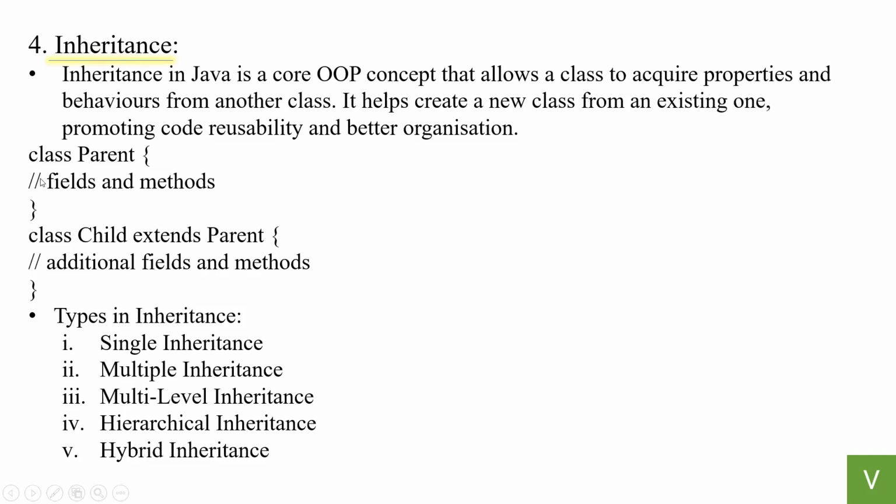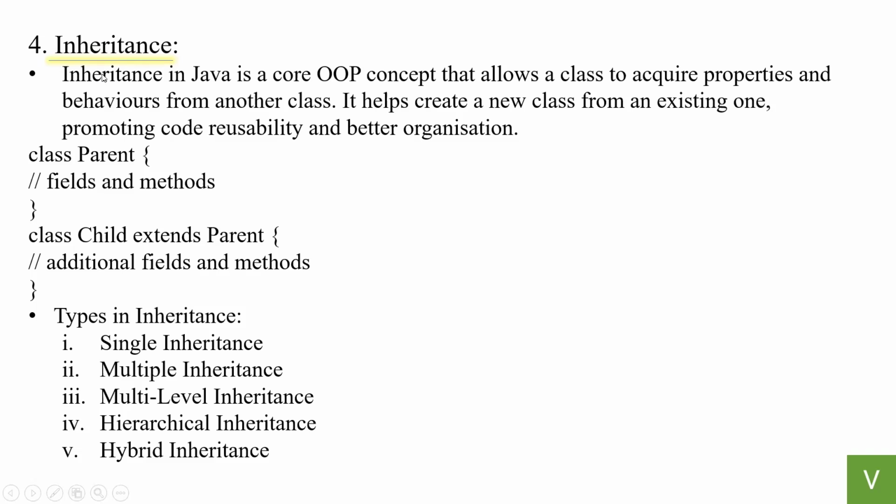So the syntax for inheritance will be class parent name. It consists of various fields and methods, whereas class child extends parent. It consists of various fields and methods. So whenever the child class extends the parent class, then all the properties of the parent class, that is all the fields and methods of the parent class, can be accessed by the child class. Here the parent class is also called the base class, whereas the child class is also called the subclass.